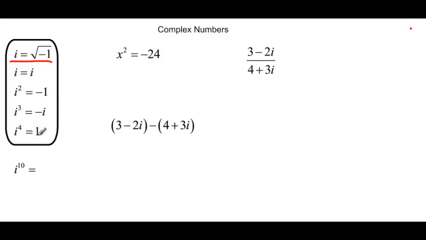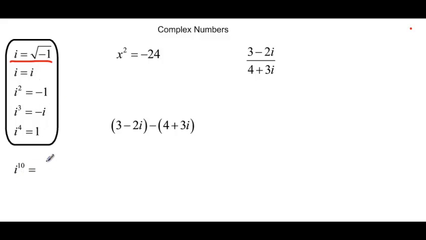Negative i. And likewise, what's i to the 4th? Well, that's i squared squared, so what's negative 1 squared? Positive 1. And then once you get to i to the 5th, it just starts back over again. And every set of 4, it just repeats itself.